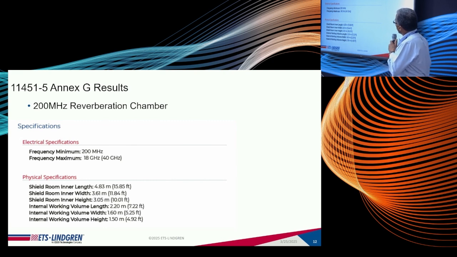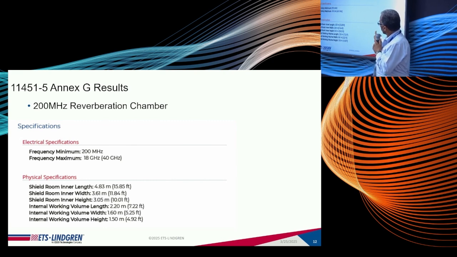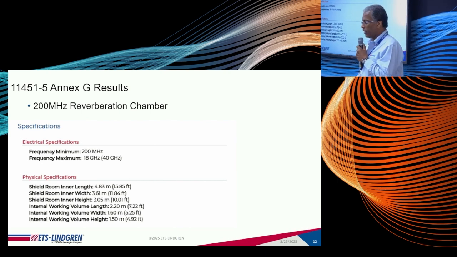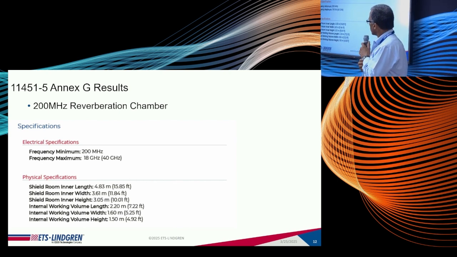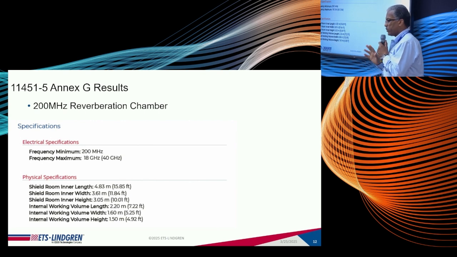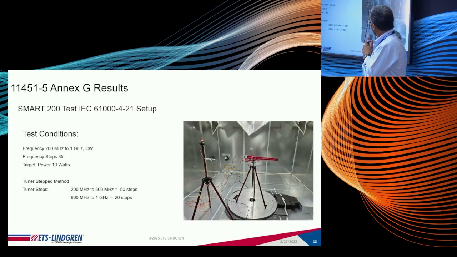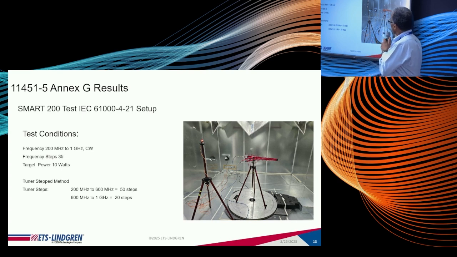Okay, so the first environment is a 200 megahertz chamber. You can see the dimensions of the chamber at the bottom here. Fairly typical size that's used for component testing in the automotive industry. Frequency range is about 200 megahertz to 3.5 gigahertz, covering the CW and radar band of measurements. There again is the test setup. And what I'm doing here is comparing the IEC procedure with the ISO procedure.